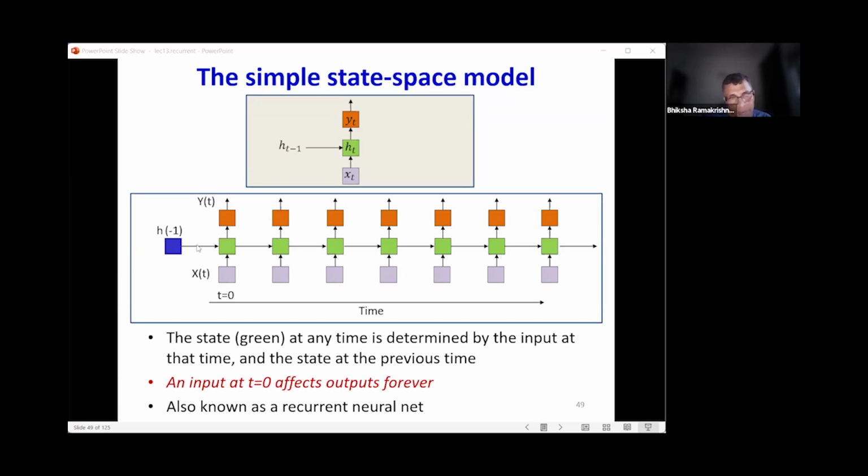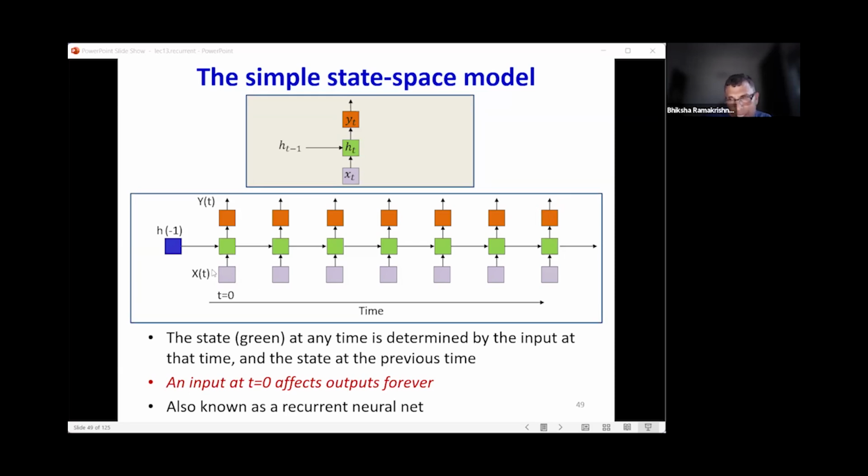So this H minus 1 can either be set fixed to 0 or something of that kind, or it can be learned as part of training. Both of these are done. So now you can see through these arrows, if I had an input at time 0 and no further inputs, look at what happens. This input is going to influence this hidden state, and then that influence stays forever and affects the output.